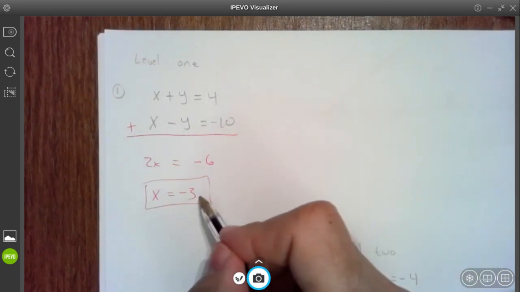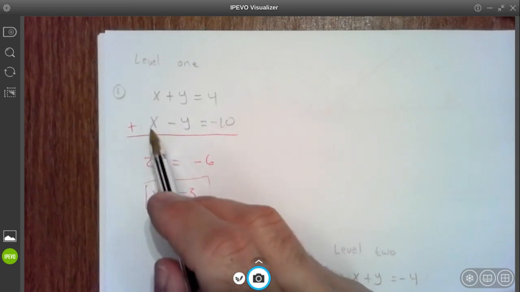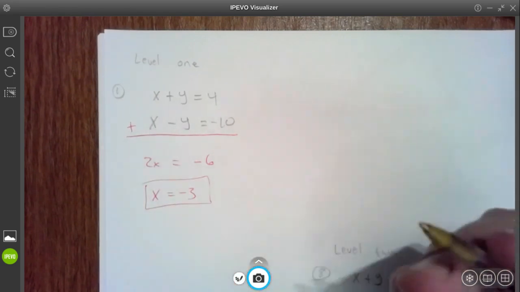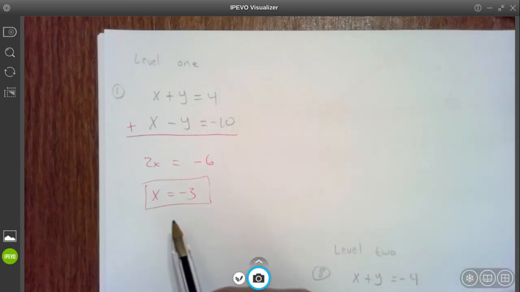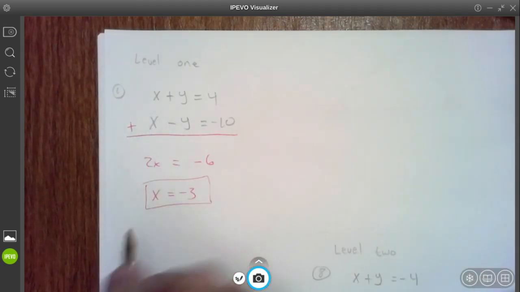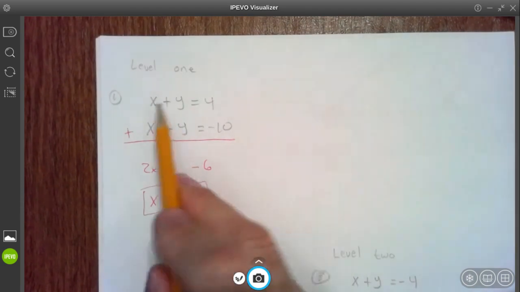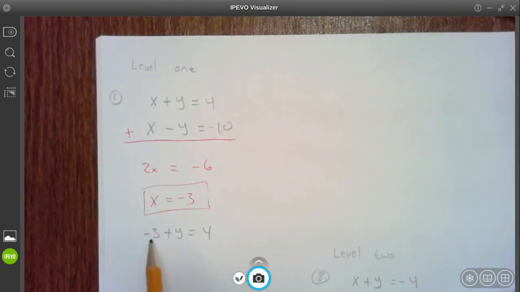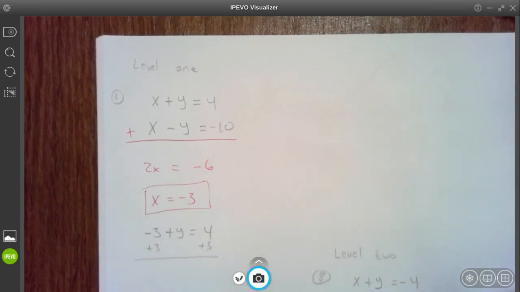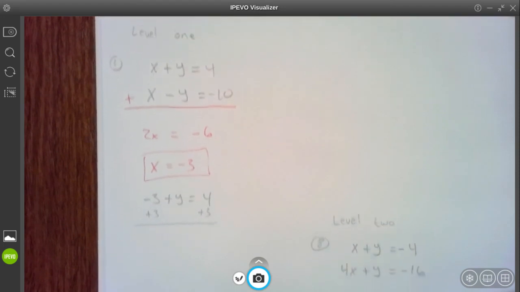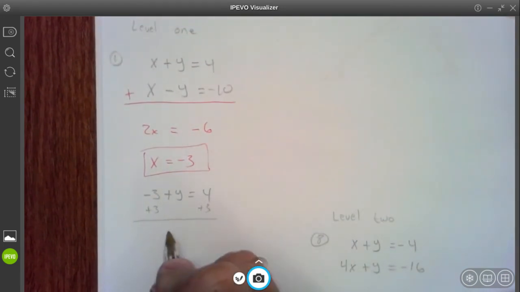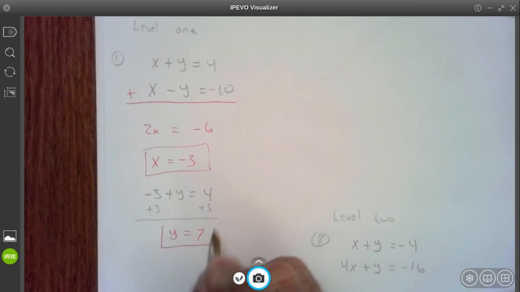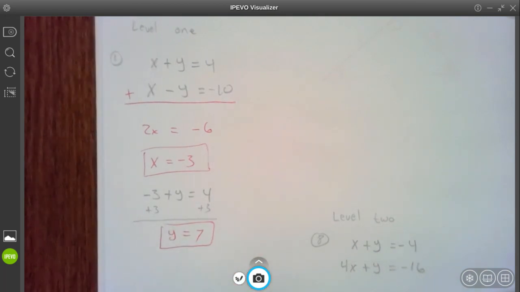Now we have to take that negative 3 and plug it back in for x into either one of these equations so that we can solve for y. I'm going to use the top equation. So I'm going to say negative 3 plus y is equal to 4. And then you just need to add 3 to both sides. You need to show your work on a separate piece of paper or something, so that way you can upload a photo. It'll be y equals 7. All right, and that's your answer for the first one.